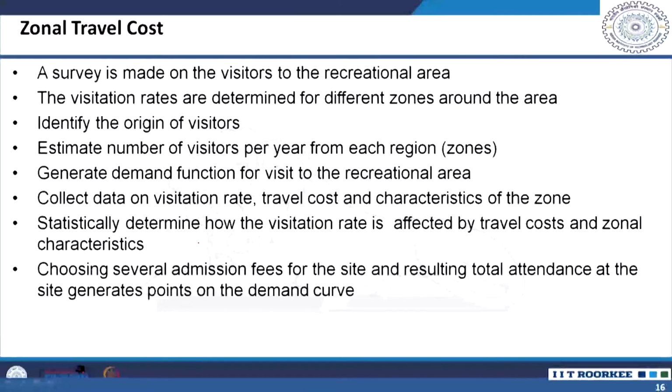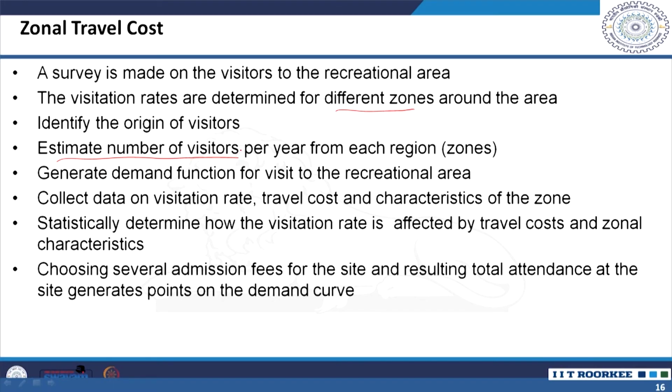But in case of the zonal travel cost, we need to take into account the visitors from different zones, right. So, now the visitation rates can be determined by taking into account different zones around that particular recreational area, and we can identify the origin of the visitors. So, based on these identifications, we can also estimate the number of visitors per year from each zone of origin.